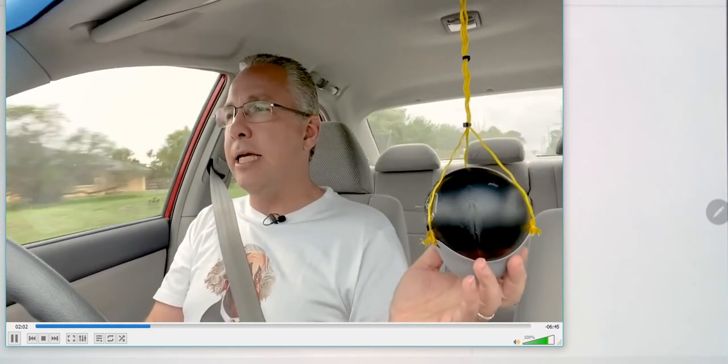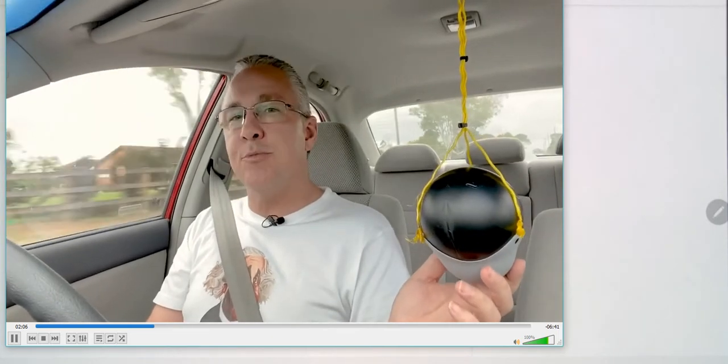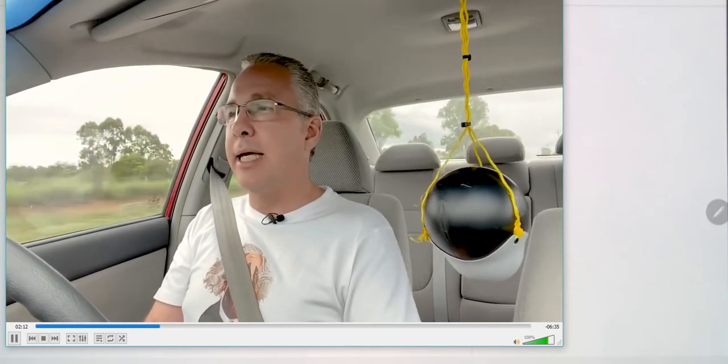So I've got this ball hanging here, and the reason I've got it hanging here is because it allows us to examine the laws of physics in terms of my frame of reference. Currently, it's hanging nice and vertically, and that's because gravity is pulling it down.